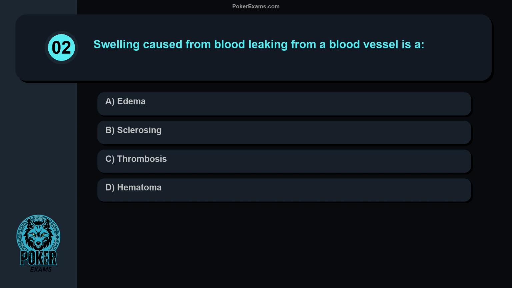Question 2. Swelling caused from blood leaking from a blood vessel is a: edema, sclerosing, thrombosis, hematoma.